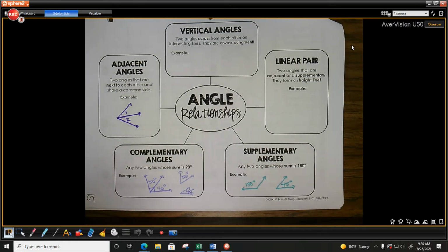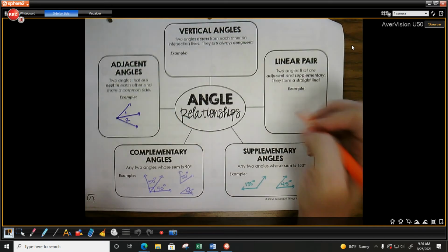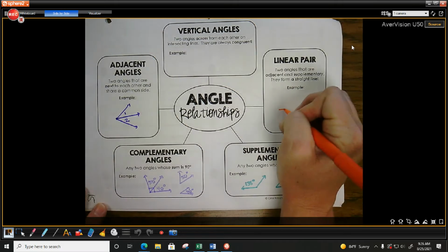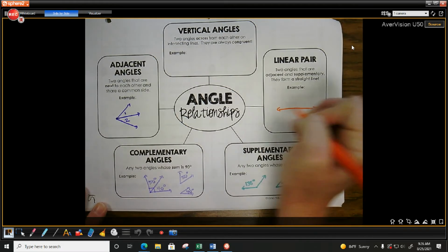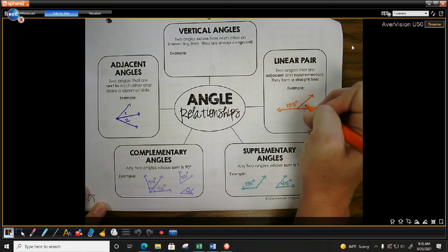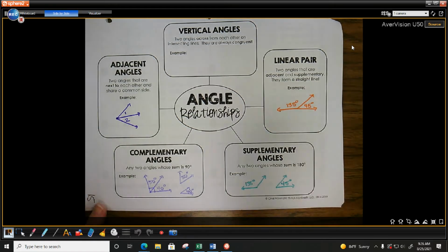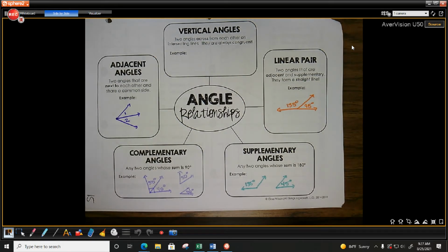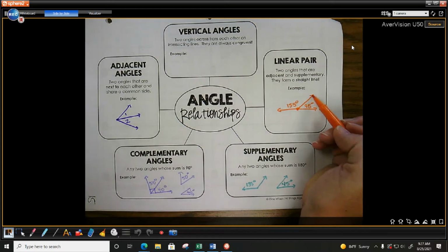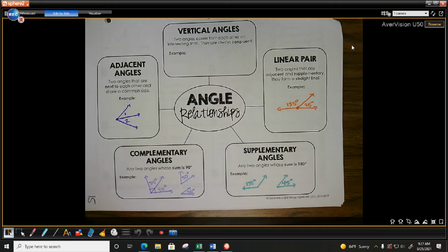Then we have our linear pair. A linear pair is two angles that are adjacent and supplementary. So if we combine these two, we get a linear pair. So it forms a straight line. If I have 135 degrees and then 45 degrees, they are adjacent angles because they both have the same vertex right here, and they share a side, and the sum is 180. So that's why those are a linear pair.